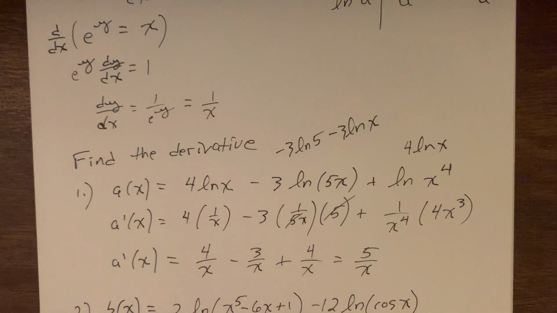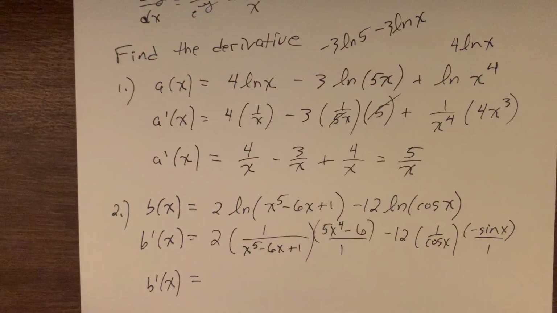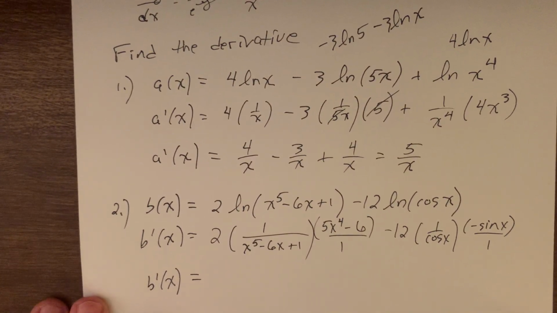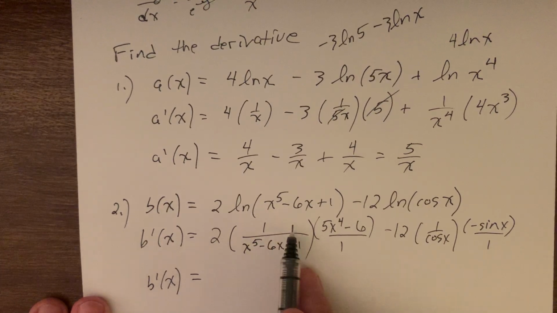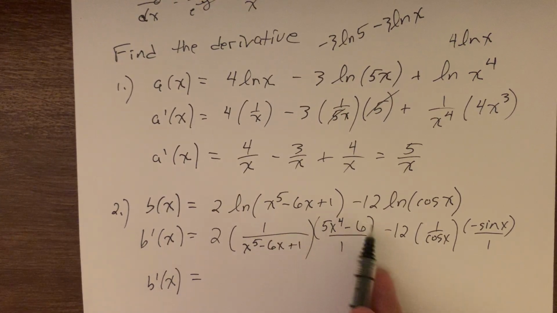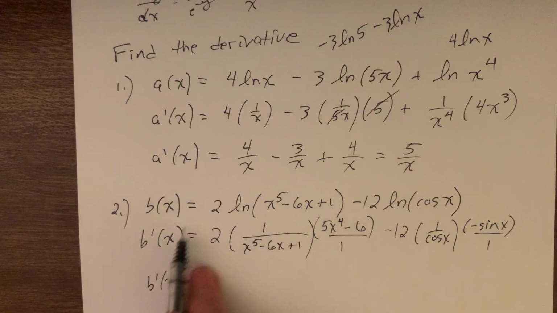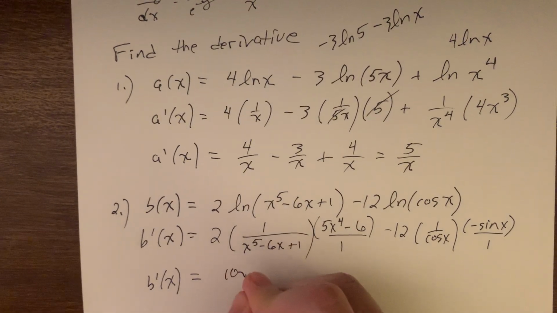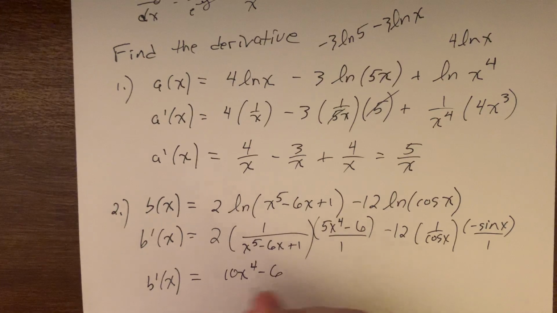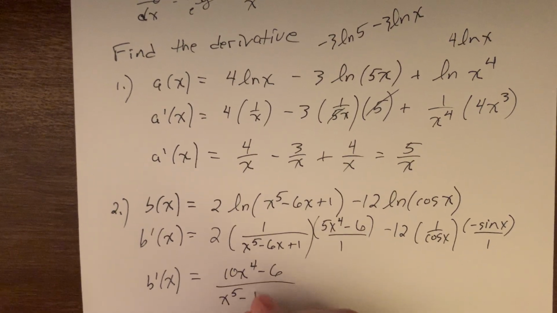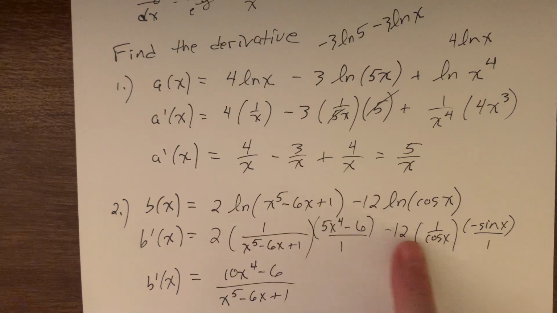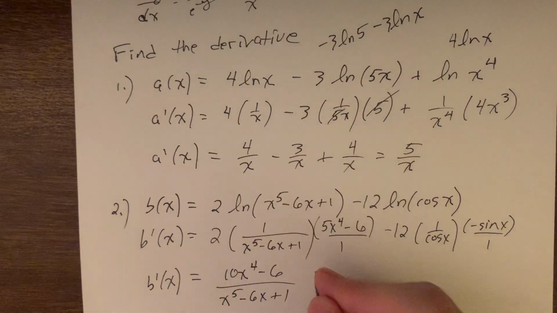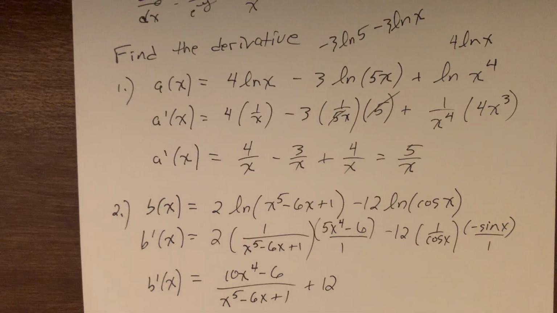But in this problem, there's also a tiny bit more. Oops, I'm sorry. Here we are. So now, just as I do my little bit of cleanup, yeah, this can go on top. But while I'm at it, why don't I distribute the 2 there as well? So instead of having all these parentheses, put all this together, 10x to the 4th minus 6 over x to the 5th minus 6x plus 1. Over here, well, minus 12 and that minus sign will become a plus 12.